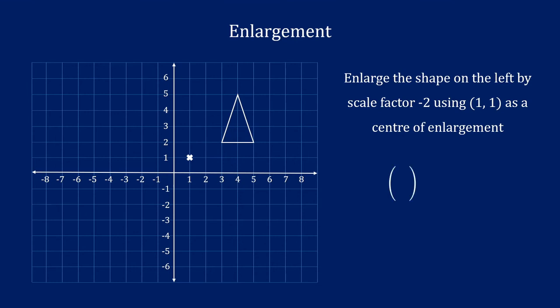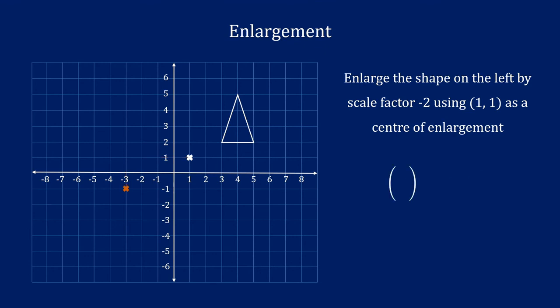So let's go. The first one, I'm going to go 2 to the right, 1 up. I'm going to times that by my scale factor. 2 times -2 is -4. 1 times -2 is -2. So from the center, I'm going to go 4 to the left, 2 down. My new point is over there. Easy, right? Let's take a look at the second corner now.